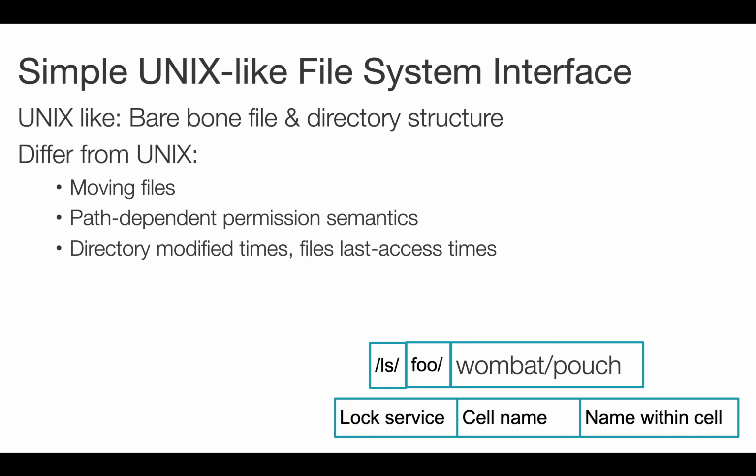So in this example, we have /ls/foo/wombat/pouch. Here, ls is lock service. It is a prefix that is common to all Chubby names. Foo is the name of the Chubby cell, and the remainder of the name is interpreted within the named Chubby cell.